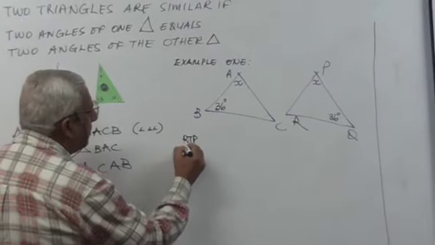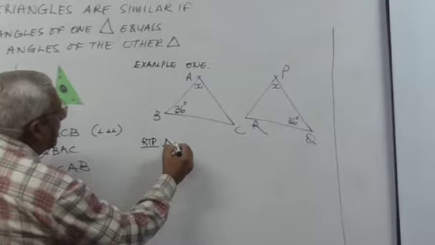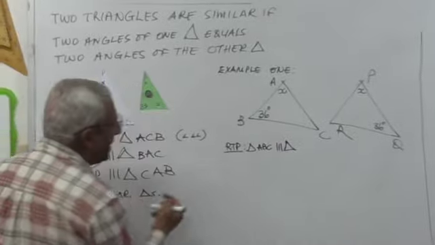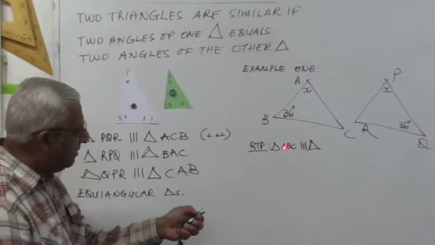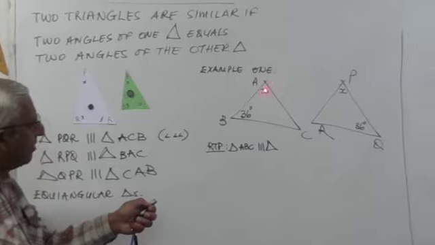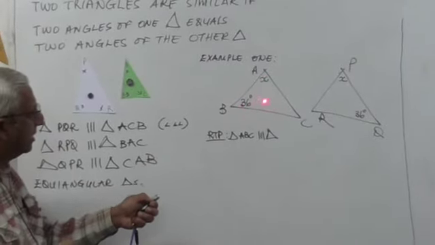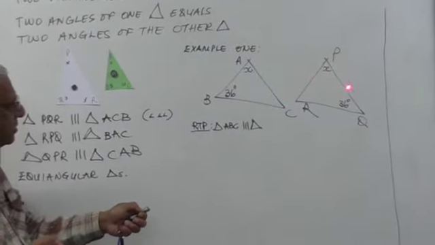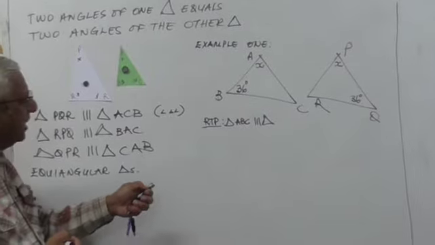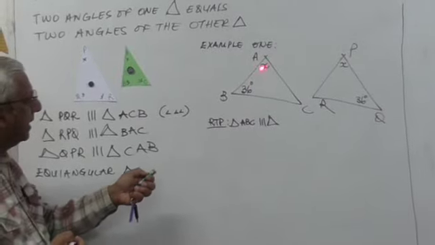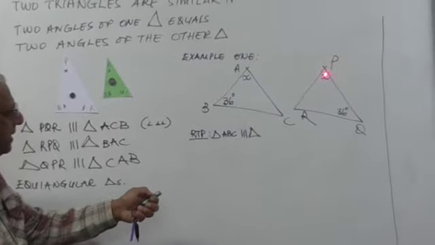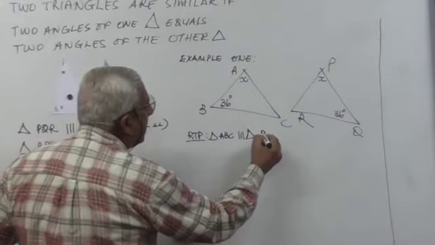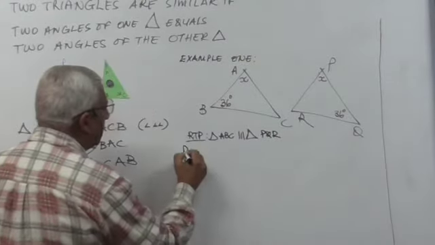Required to prove triangle ABC is similar to triangle. Now, I just labeled it ABC. When I labeled ABC, I actually moved from X to Y to the last angle. So in that triangle, I must also move from X to Y to the last. So here I moved X, Y, blank, X, Y, blank, so it will be PQR.